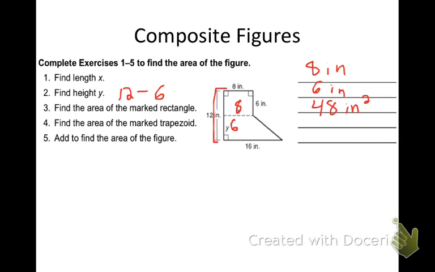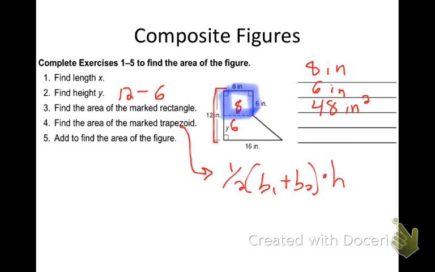And then number 4 says find the area of the marked trapezoid. Area of a trapezoid is 1/2 times base 1 plus base 2 times the height, if you recall. So like the average of the bases times the height is usually what I say. Okay, so there's my formula for my trapezoid. What is the average of my bases here? Base 1 plus base 2 divided by 2. You add them up to 24, then divide by 2, and you get 12. And then I would take 12 times the height of 6. 12 times 6 gets me 72 inches squared.